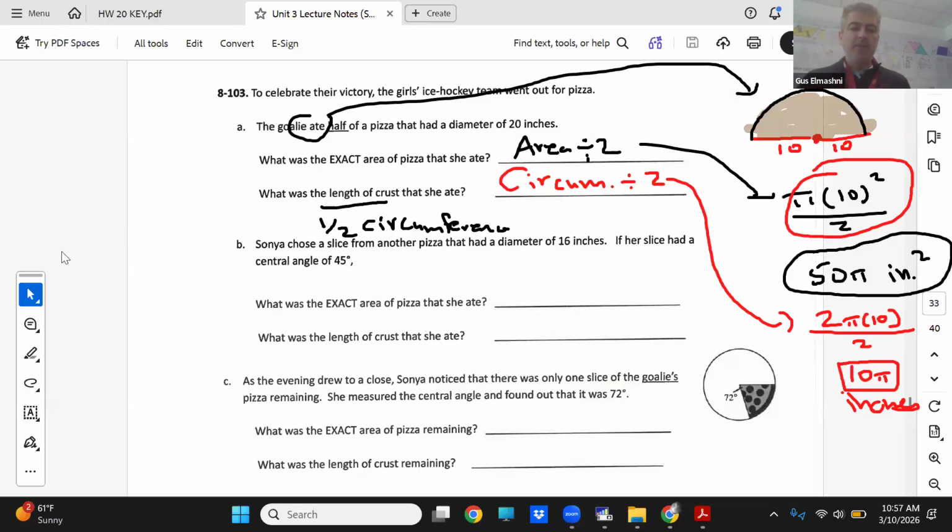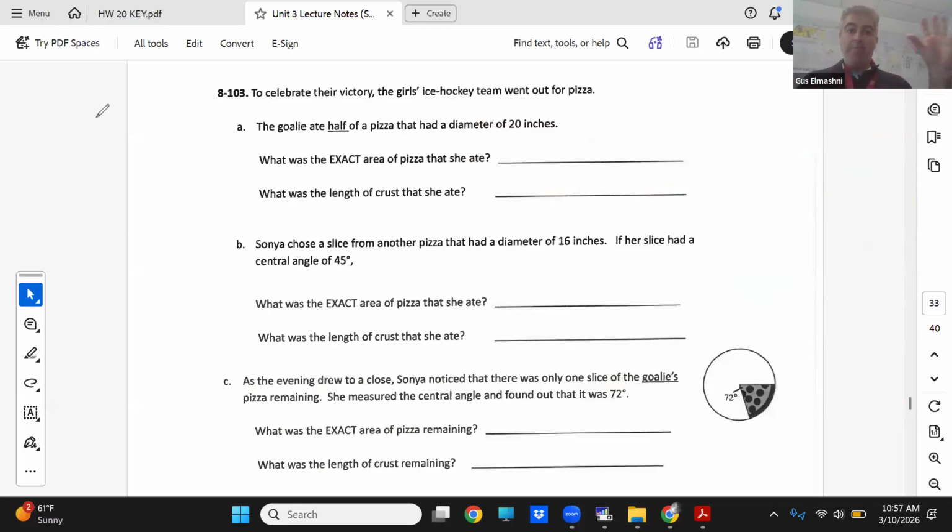Now we understand fractions. We did half a pizza. Now I told you that the slice had a 45-degree angle. Okay, fine. So let's say a different pizza. Okay, guys, that's my fault.